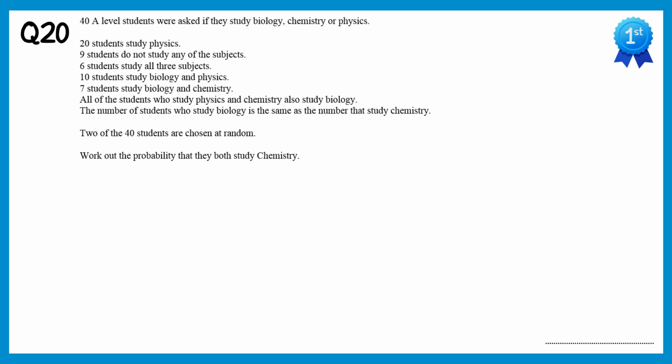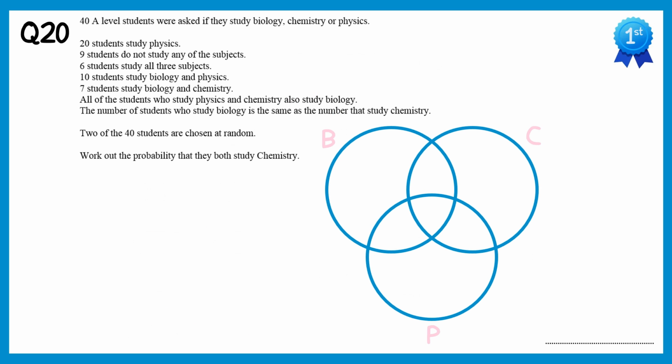For this question, we need to draw a Venn diagram for biology, chemistry, and physics. We're told that 9 students do not study any of the subjects, so we'll write a 9 outside the Venn diagram. We're told that 6 students study all 3 of the subjects, so we'll put a 6 right in the centre.